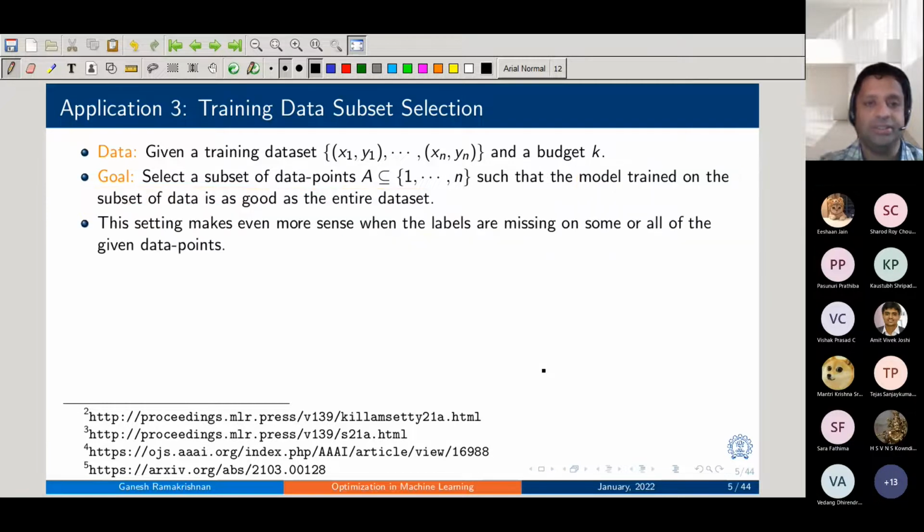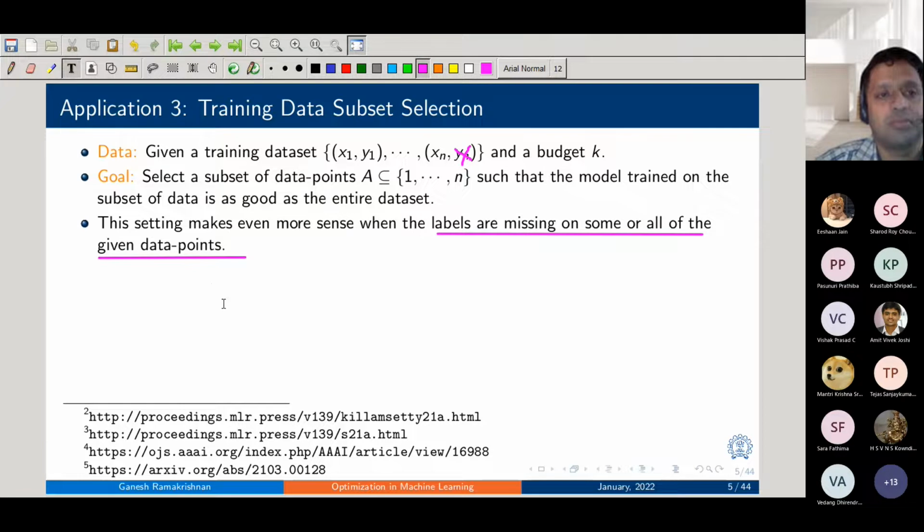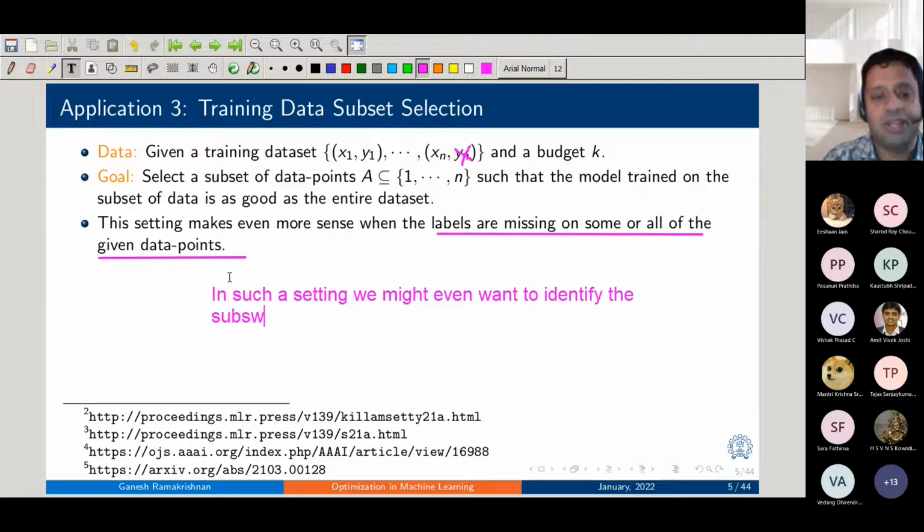And so this makes more sense when the labels are, say, missing on some of the data points, right? So you may not even have the Y's available on all the data points. Some of them may be missing. That is even more interesting, where you now want to identify a subset and also label that subset. In such a setting, we might even want to identify the subset which is worth labeling, right? Okay, so we are making the problem even more complex.